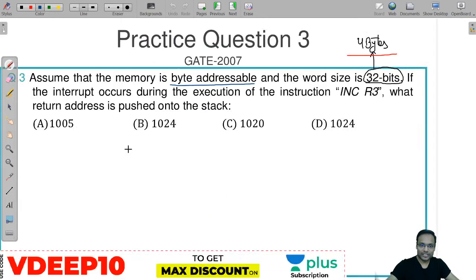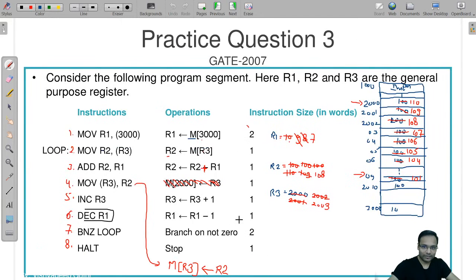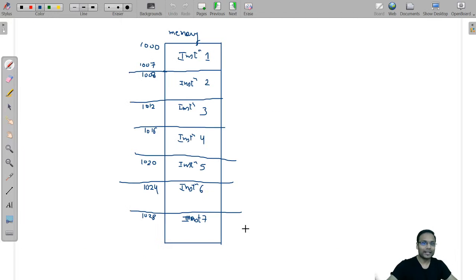1028. But instruction 7, you can see here, is of 2 words, so it will take 8 bytes. It will take 8 bytes. And instruction number 8, the last instruction, will start from 1036. 28 to 35, it will take 8 bytes, 8 addresses in the byte addressable memory.